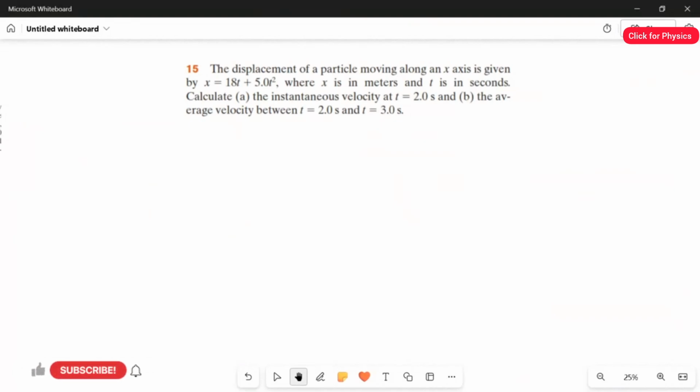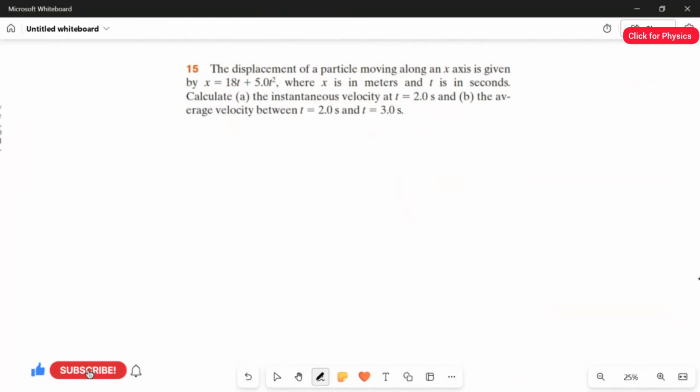So in this question, we have two subdivisions. That means we have to answer two questions. In the first part, we are going to calculate the instantaneous velocity for t equal to 2 seconds. And in the second part of the question, we are going to find the average velocity between t equal to 2 seconds and t equal to 3 seconds. So let's answer one by one.